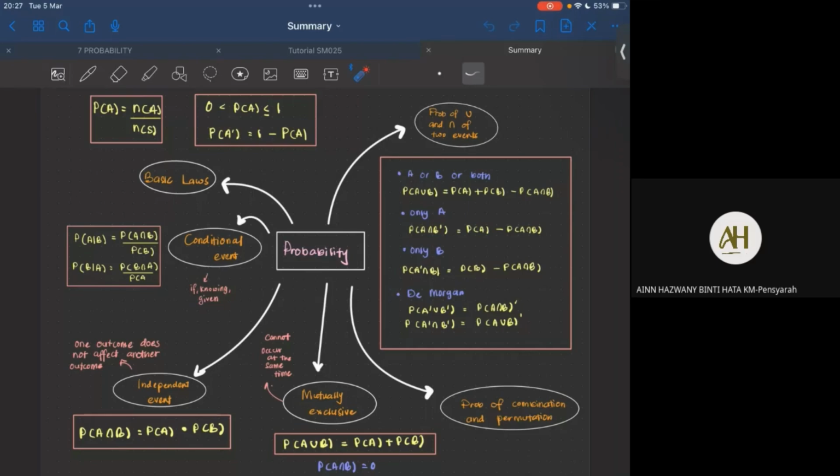Okay, tak apa. Alright, so sekarang kita teruskan, kita dah selesai tengok kita punya basic laws, kita dah selesai gunakan probability of union and intersect of two events, and then sekarang kita akan tengokkan ketiga event dekat sini, which is the first one ialah mutually exclusive, yang kedua ialah independent event, yang ketiga ialah conditional event. Everything about these three is all about formula. Okay, semua formula. So kalau kamu tengok mutually exclusive, ini formulanya. Independent event, ini formula dia. Conditional event, ini formula dia.